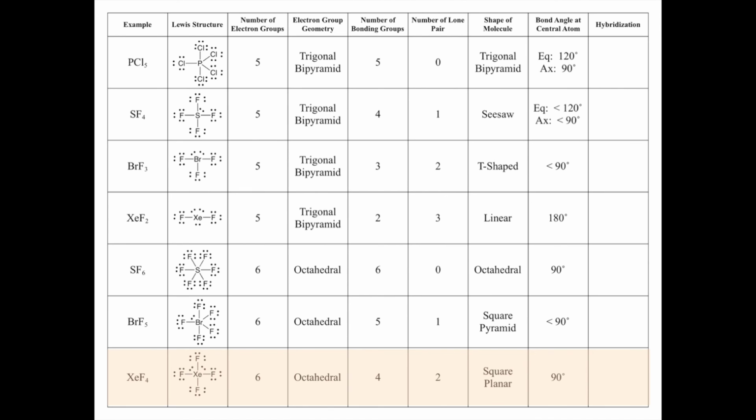For xenon tetrafluoride, I have an electron group geometry based on the 6 electron groups that are present, and it's an octahedral electron group geometry. The identity of the groups is that 4 of them are bonding and 2 are lone pairs. And in that specific combination, the molecular geometry that will result is a square planar structure. The first lone pair in the octahedral structure could go anywhere, but the second lone pair is going to go exactly opposite that in my structure.